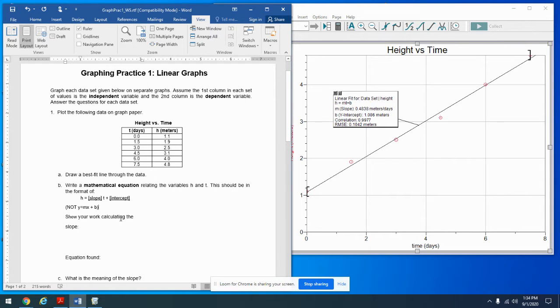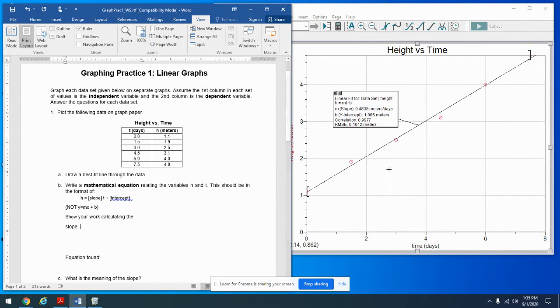So here it says show your work calculating the slope. Well, we're not really going to do that because LoggerPro did it for us. Here's the slope. But what the slope is, you know what slope is. It's rise over run. So we could pick a couple points, not points from the data table, points that are on our line. So I could just move the cursor up here and say, okay, where's this point at here? And then I could go read the point down here. And then I could pick another one and say, where's this point at? And then I could do rise over run with those 2 points. But for us, right here, LoggerPro has done it for us. There is the slope.